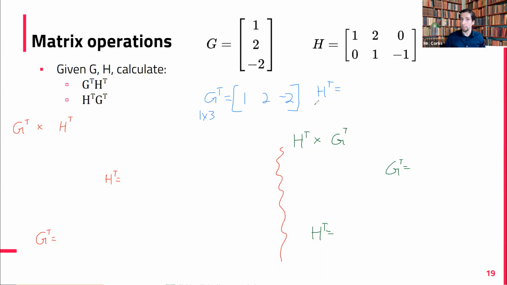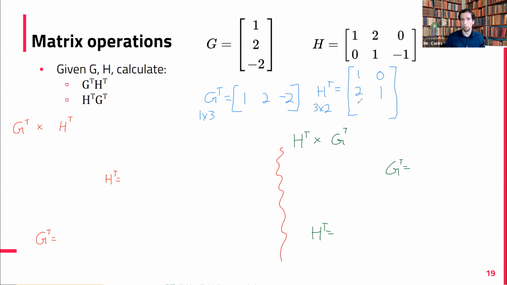G is a 3 by 2, and H is a 2 by 3, and when we transpose, we will get a 3 by 2. Okay, so 3 by 2. Tell me the first row here. 0, 1, 2, 1, 0. Second row: 1, 2, 1, 2, 1.